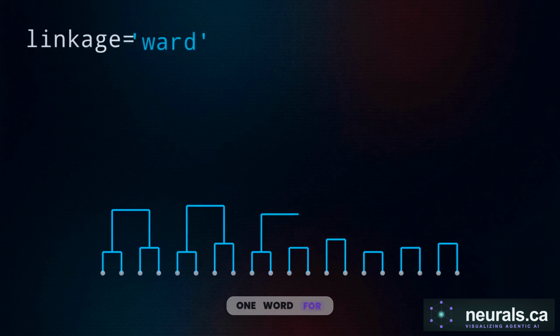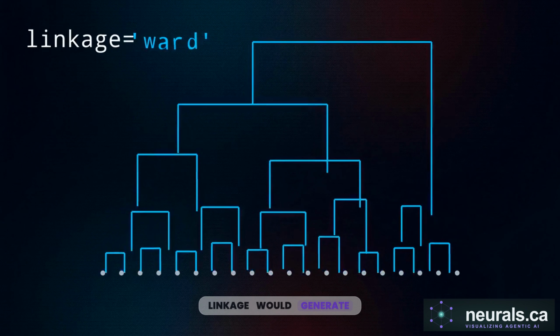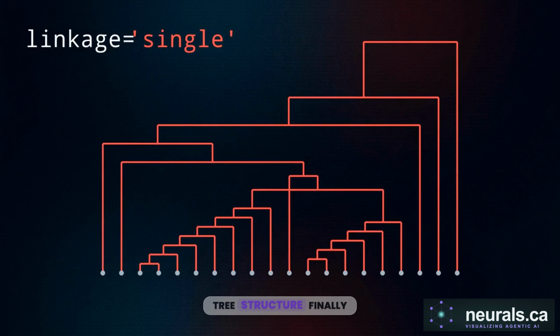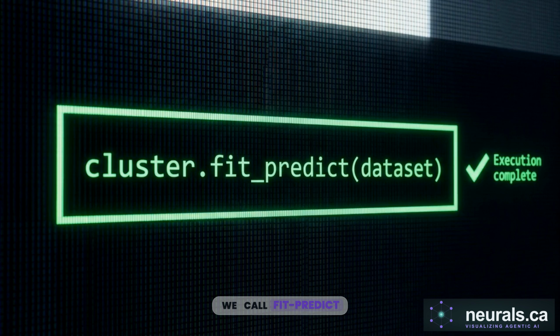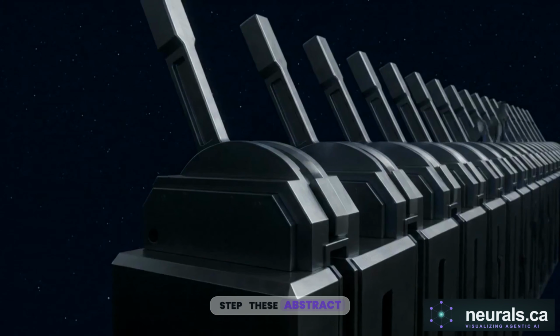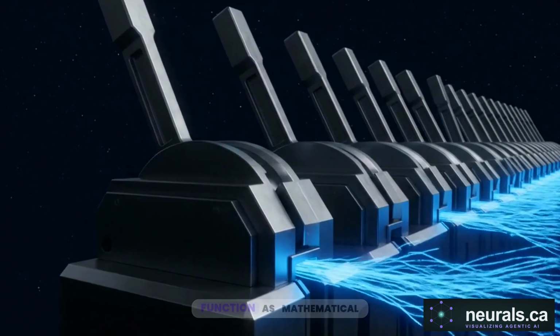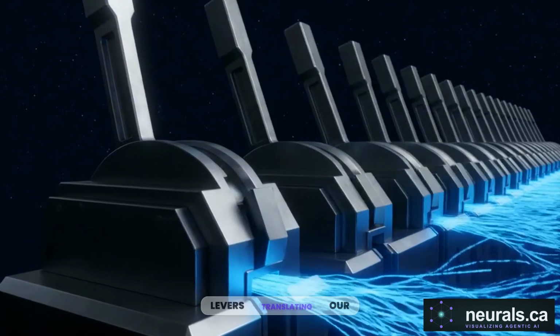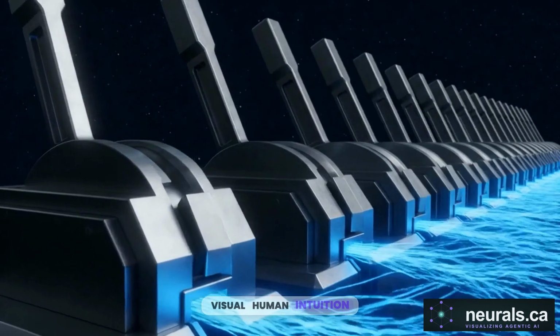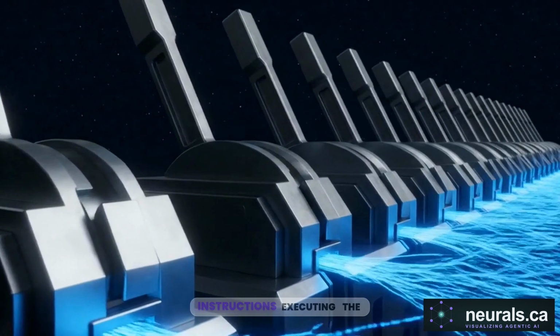Swapping this one word for single or complete linkage would generate a completely different tree structure. Finally, we call fit predict. This is the trigger that runs the entire agglomerative loop and outputs our cluster assignments in a single step. These abstract Python parameters essentially function as mathematical levers, translating our visual human intuition into strict machine instructions.